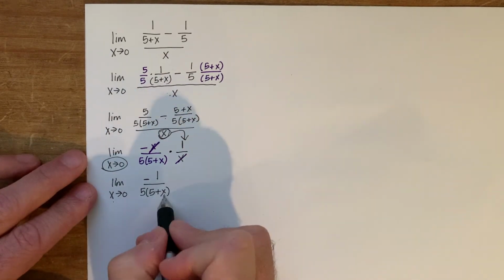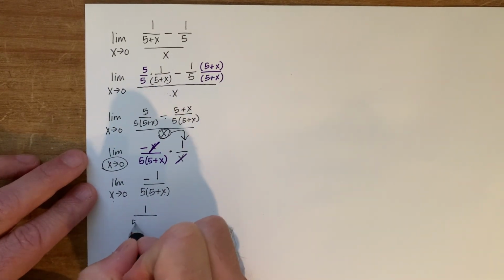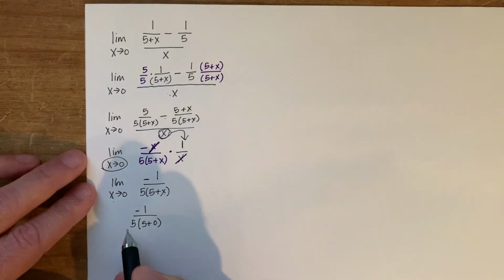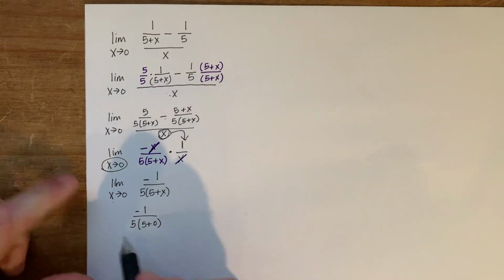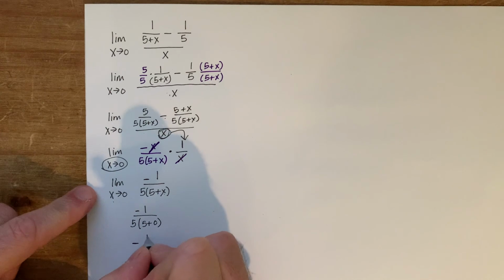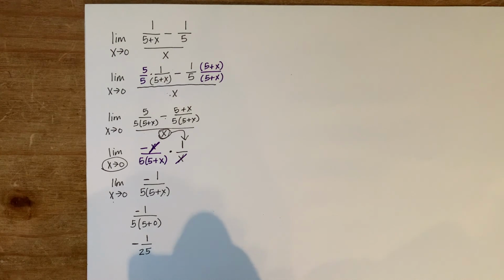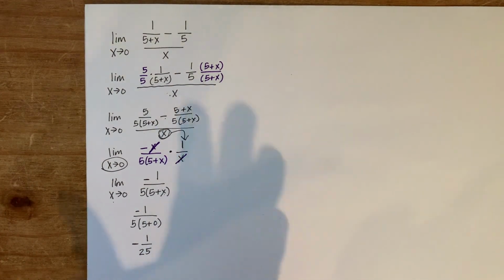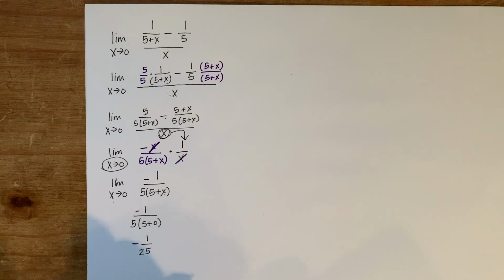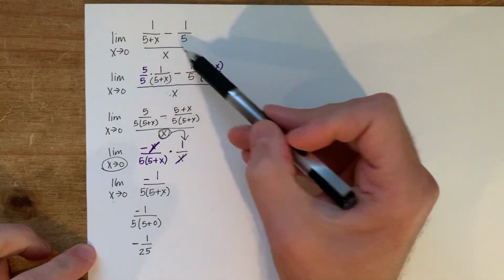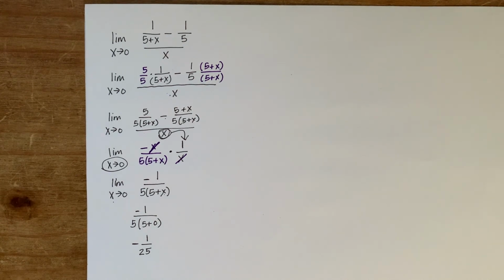Now I'm evaluating my limit by putting in the 0 for the x. So I've got negative 1 over 5 times 5 plus 0. So I've got 5 times 5, which is negative 1 over 25. So these are some early strategies for evaluating limits. We have factoring, we have rationalizing the numerator, and then if we have fractions inside of a fraction, we can try and add or multiply or do something to simplify the numerator to see if we can get it to cancel out what's in the denominator.